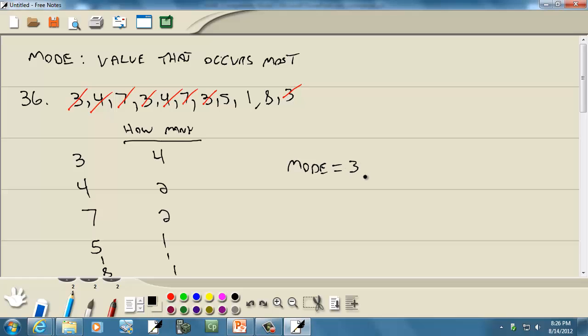So if you can eyeball it without doing that, that's fine. You just look for the value that occurs the most. It has to at least occur twice.